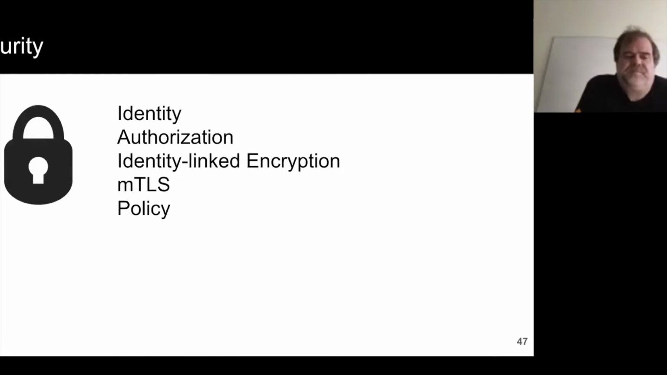And Istio also provides security capabilities. You can have identity and authorization. I know what pod you are based on your labels. Are you authorized to make that API call you're trying to make? Based on your identity, I can encrypt your traffic using mutual TLS. All this can be driven by a policy. So there's a lot of identity, authorization, and crypto capabilities within Istio.